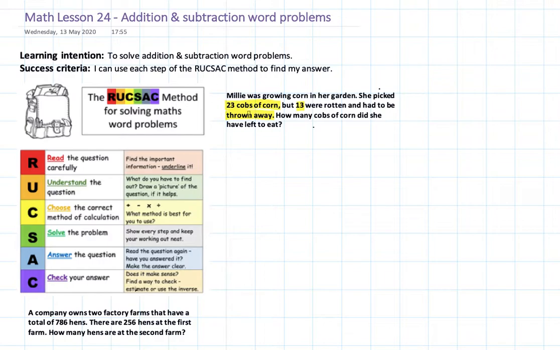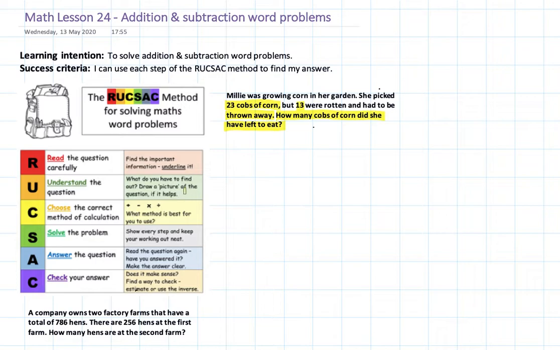Now if it's been thrown away, are we adding to the pile of cobs of corn, or are we taking away? We're taking away. Okay. How many cobs of corn did she have left to eat? Alright. And that tells us we need to find out how many she had left to eat. So I'm just going to underline that last question. Okay, you understand the question. What do you have to find out?